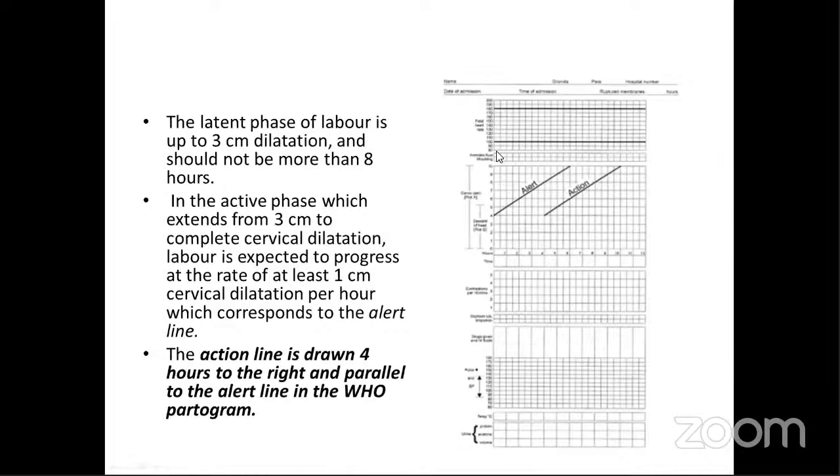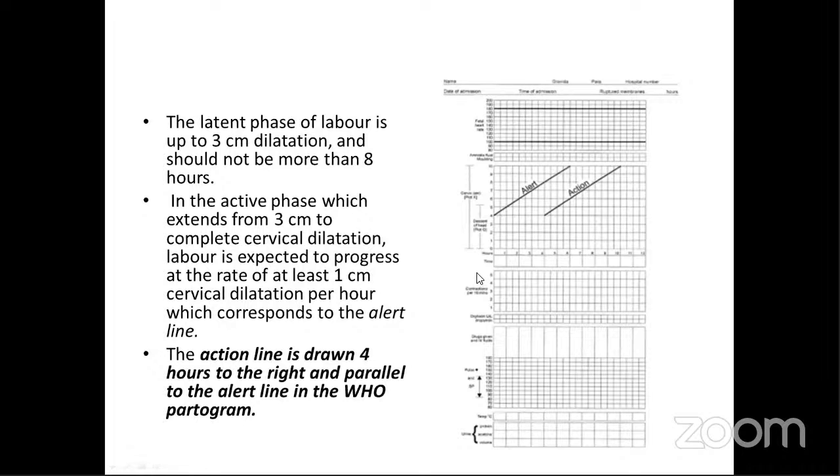starting from 4 centimeters. This is the cervical dilatation, and this is the time, right? So on the y-axis is the cervical dilatation, on the x-axis is the time. The cervical dilatation is measured in centimeters, so 1, 2, 3, 4, 5 centimeters up till 10 centimeters is the normal dilatation of the cervix. And then you put the time on the x-axis, 1, 2, 3, 4, 5, 6, 7, 8 hours.